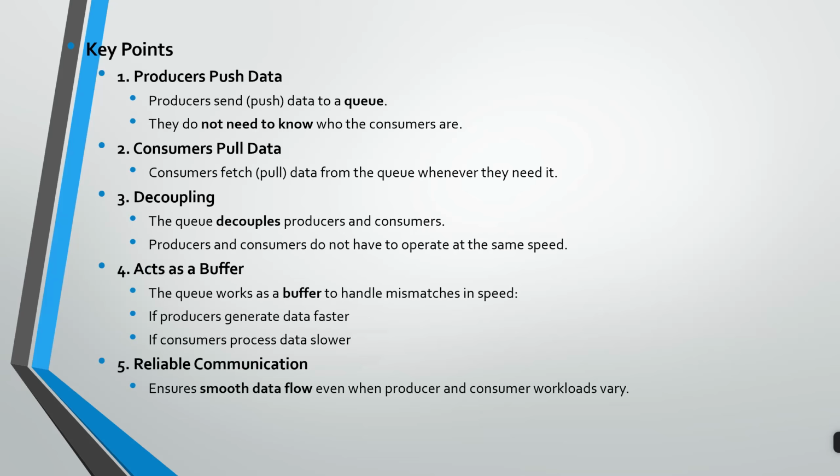Producers and consumers do not have to operate at the same speed or at the same time. Then it acts as a buffer. The queue is acting like a buffer for the mismatch in speed. Some devices produce data faster, some devices produce data at a slower rate. So the queue is acting like a buffer to match the flow of data from the fast data flow to the slower data flow. Then there is reliable communication. It ensures a smooth data flow in the system. So that is push-pull.